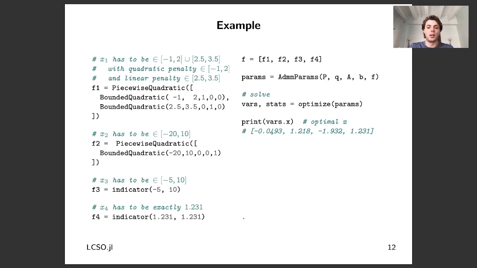So we can see here, this is just from one example run, that the optimal x falls in the bounds we defined. The x1 is in the first of the two intervals. x2 and x3 fall right in the bounds we defined, and x4 is exactly 1.231 as we defined.